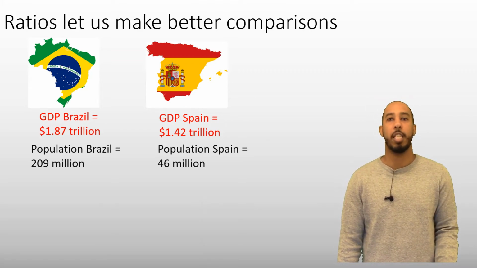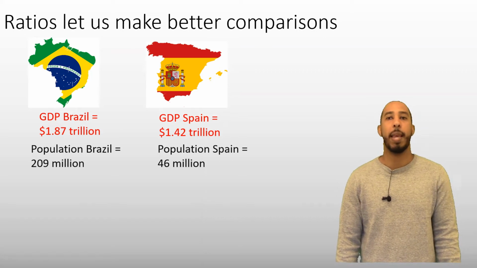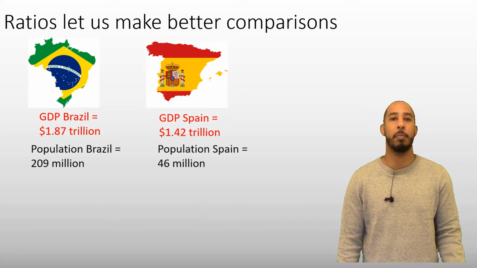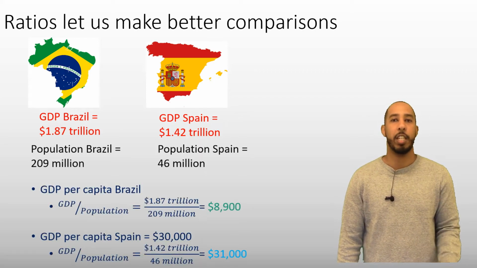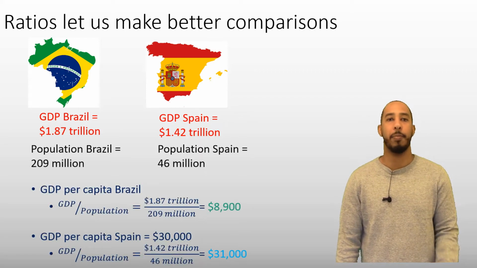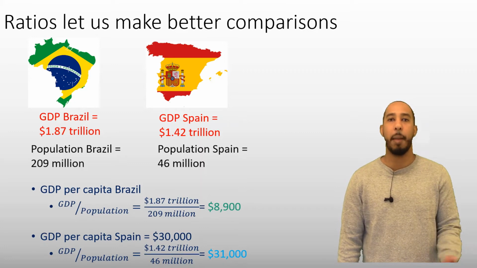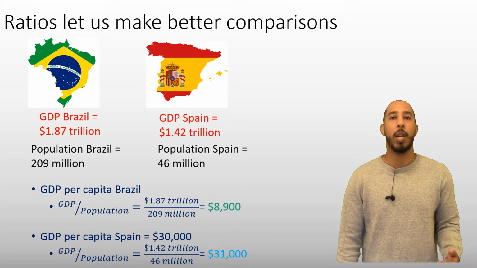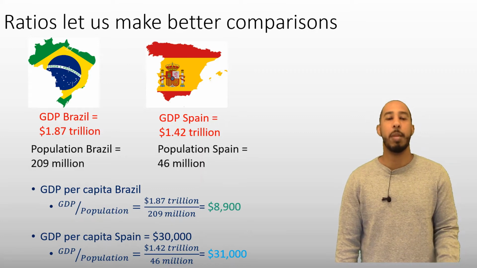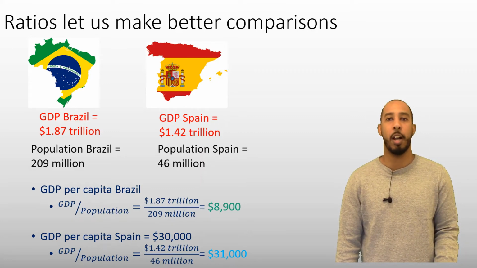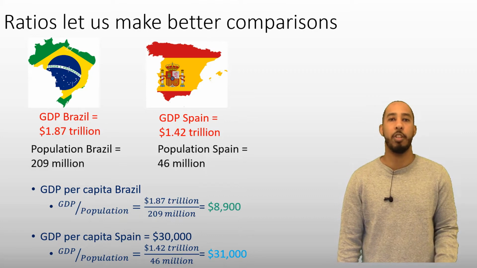Brazil has a population of 209 million, whereas Spain has a population of only 46 million. To make a more relevant comparison, we can create a ratio, GDP per capita, which is GDP divided by population. With this ratio, we can see that Spain is actually the wealthier country. Its GDP per capita is $31,000 compared to just $8,900 for Brazil.